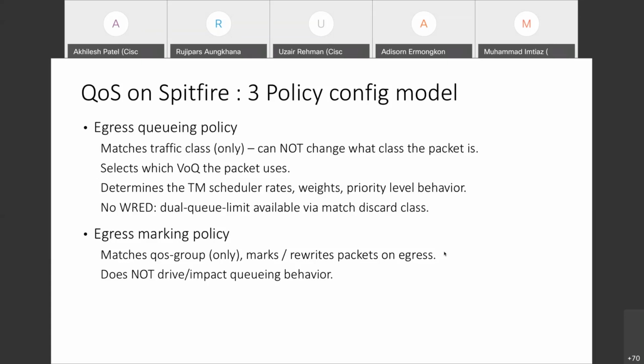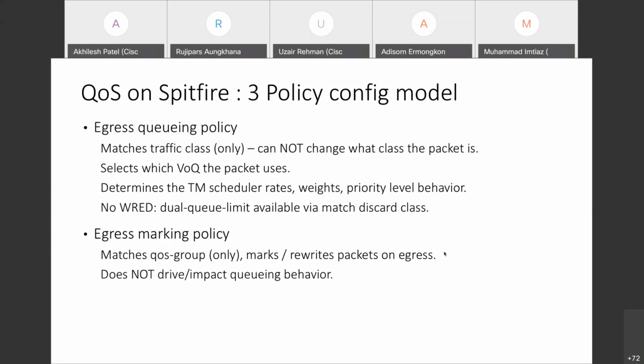Based on that configuration on the egress side, we determine the traffic manager scheduler rate, that is, at what rate the credit scheduler will send the credits based on the weight. Weight means that when we configure the bandwidth remaining ratio, we'll talk about that. But based on that, it distributes the credit from the credit scheduler, and of course, based on the priority as well. There is no WRED, as I mentioned, but there is a kind of workaround for that. There is a dual queue limit available, which is based on the match discard class.